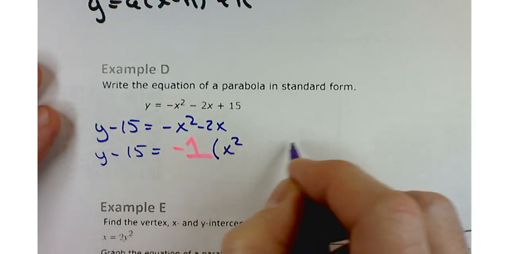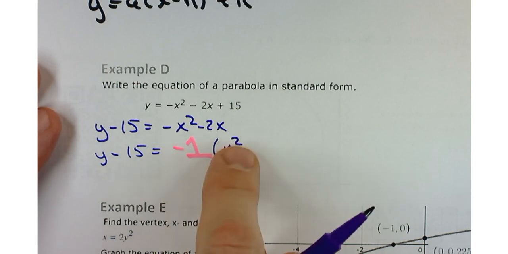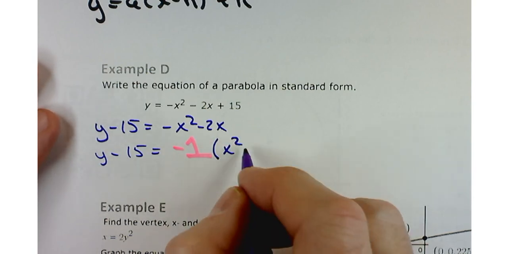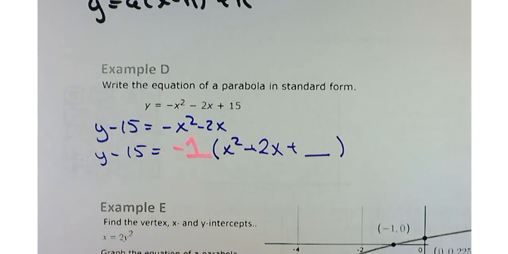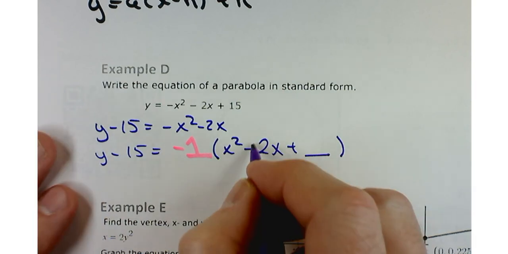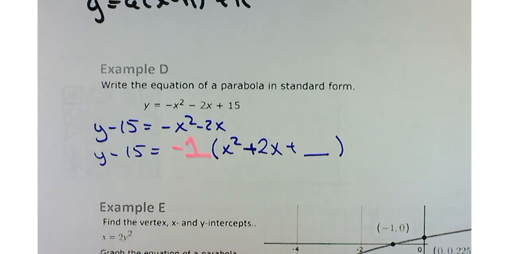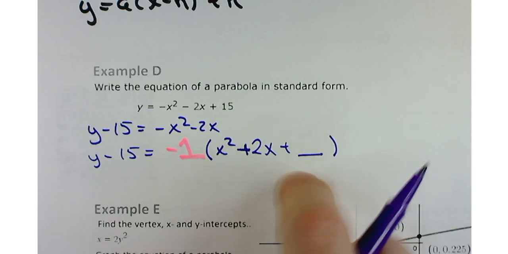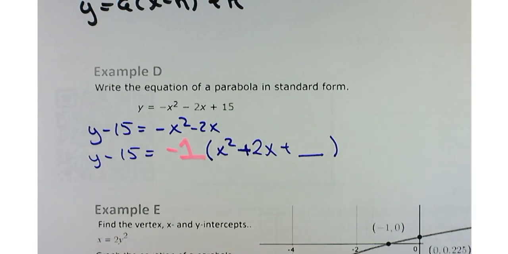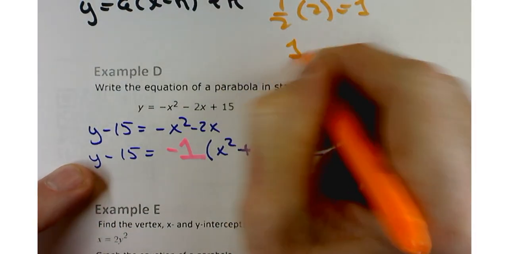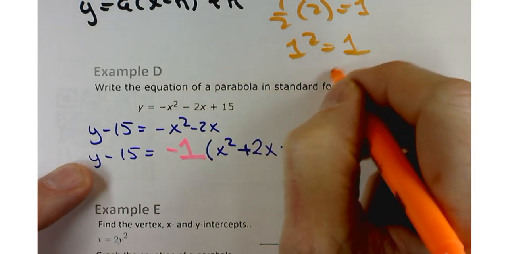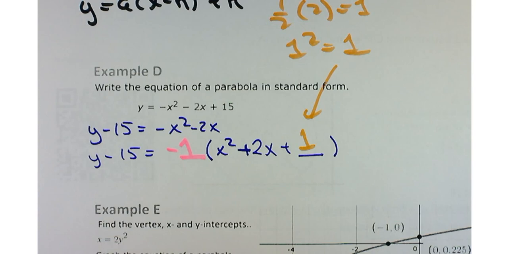X squared. If I factor out a -1, what's left behind? X squared and then what? Plus 2x. Plus something. I'm going to fill that in with a perfect square. What number do I need to put in here in order to complete the square? 1. All right. So, in case you're wondering, half of 2 is 1. 1 squared is also 1. So I'll put a 1 in here.